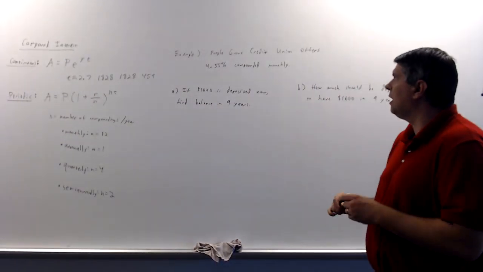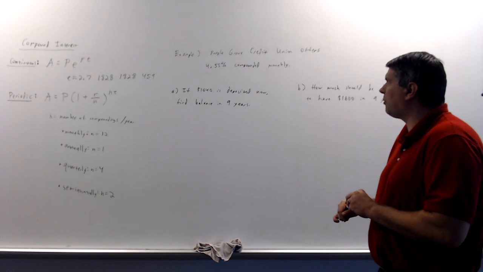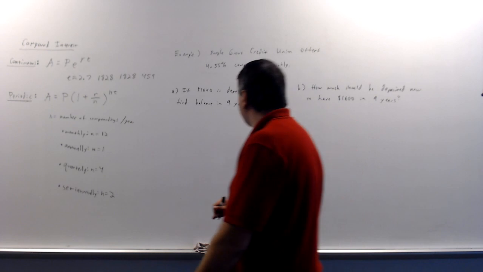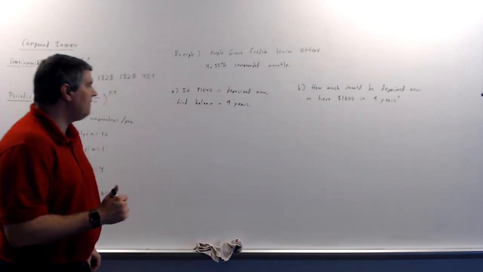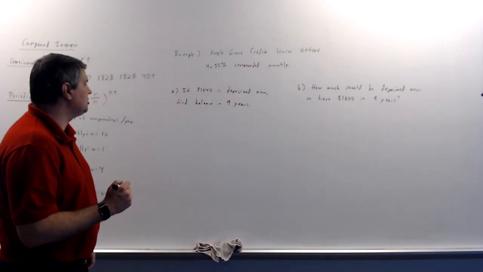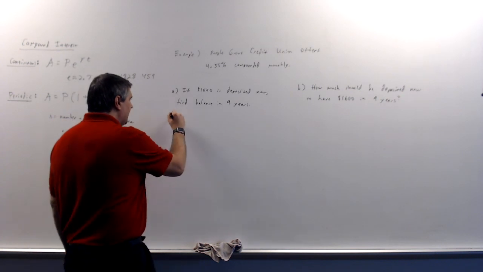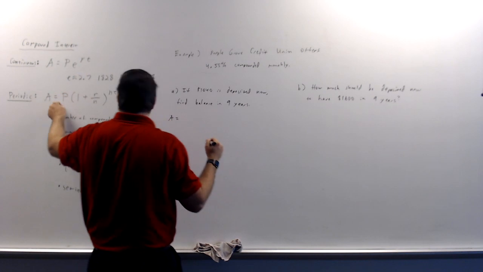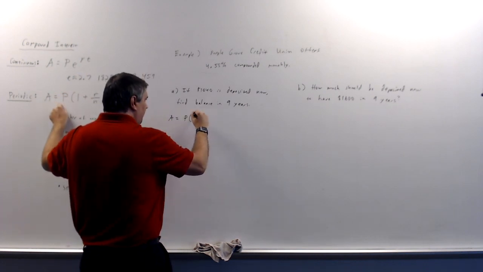Okay, Purple Grove Credit Union offers 4.55% interest compounded monthly. If 1,040 is deposited now, find balance in 9 years. So it is non-continuous. That means it's monthly, it's periodic. So this is the appropriate formula.